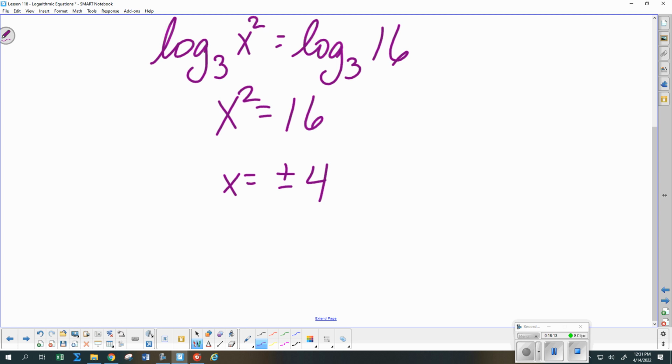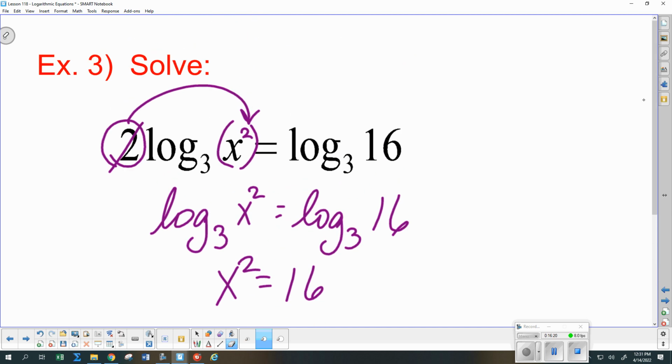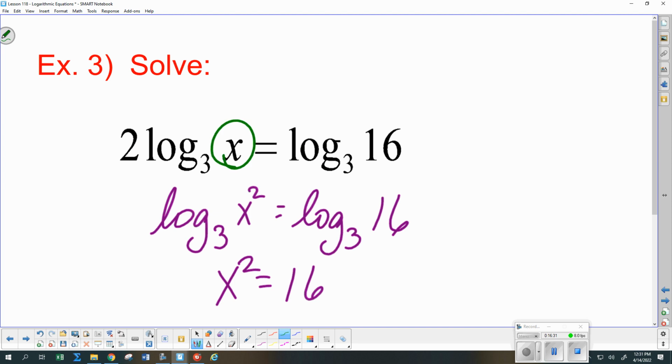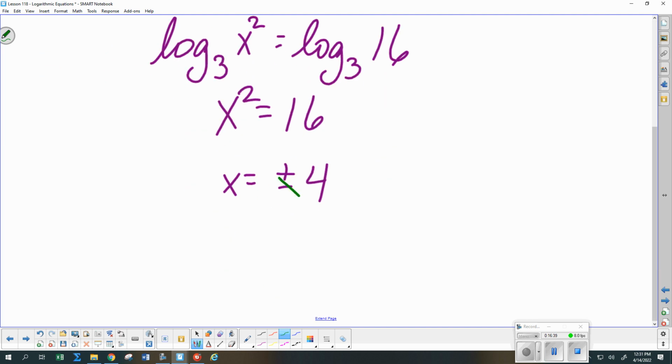What we have to check is to go back to the original printed one and make sure that all of our arguments are positive. So I'm going to erase this so it's easy to see what my original argument was. So I find all of the x's in this thing. And if I put a 4 in there, I'm okay. But if I put a negative 4 right there, then that argument is negative. So I have to throw away the negative one. And my final answer is only x equals 4.